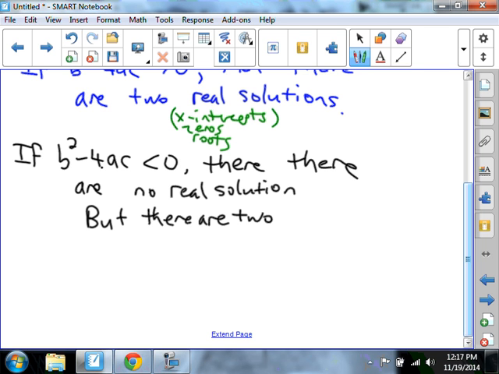two. Let's think about the opposite of real in terms of the number system. Not irrational, imaginary. There we go. Two imaginary solutions.